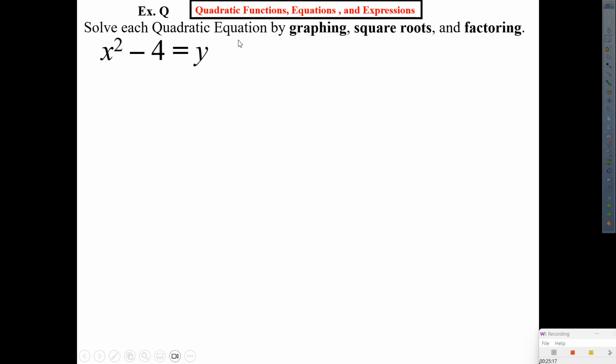Solve the quadratic equation by graphing, by square roots, and by factoring. You guys remember that? You're like, oh yeah, Mr. Q, that was my favorite one. Anyways, first way, by graphing. Whenever you see the word graphing, what is the first thing you think of? Tell your neighbor. Making a what? A table. Very good. You make a table first, substitute values, and then you graph it.